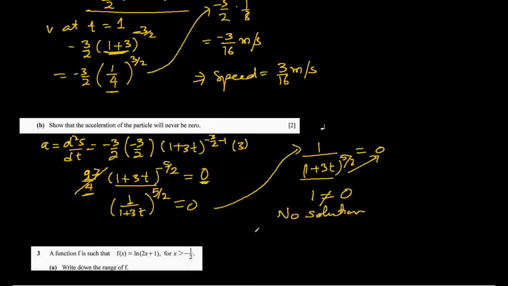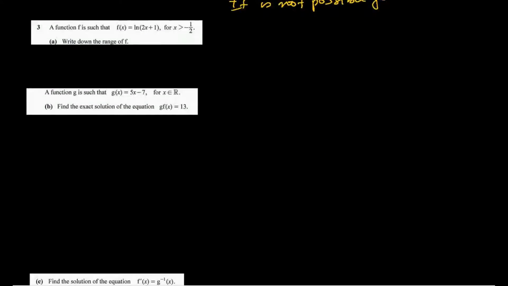So that means it is not possible for a to be equal to 0. Alright. Question number 3. A function is such that f(x) is ln(2x + 1) for x greater than minus half. Write down the range of f.